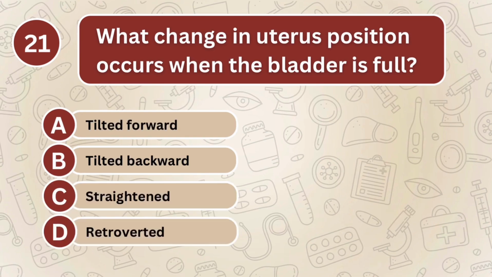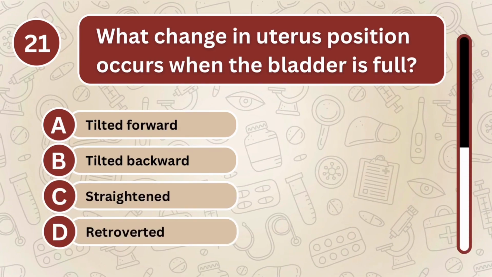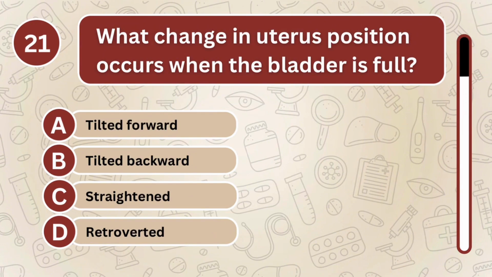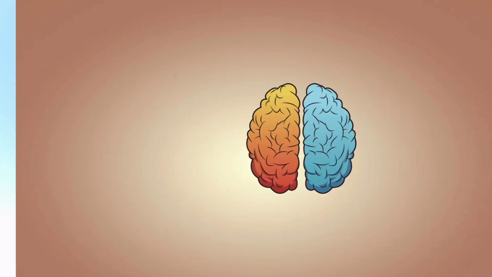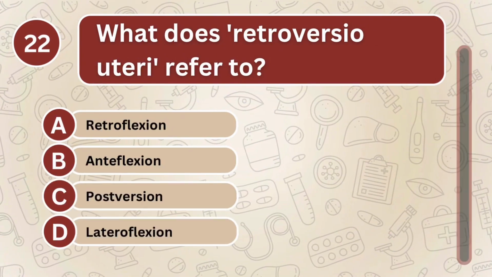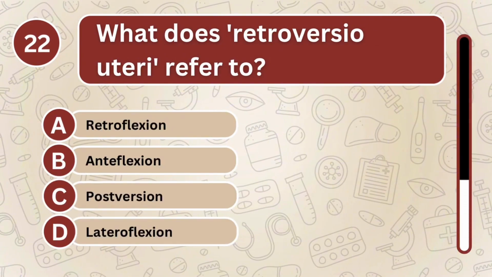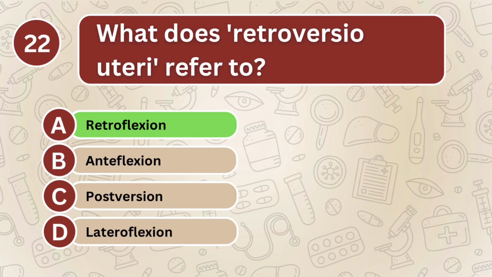What change in the uterus position occurs when the bladder is full? Correct answer is C. Straightened. What does retroversio uteri refer to? Correct answer is A. Retroflexion.